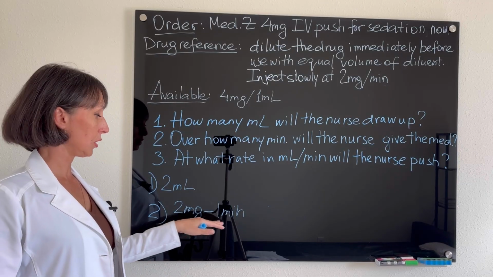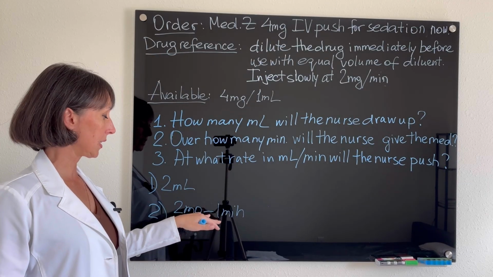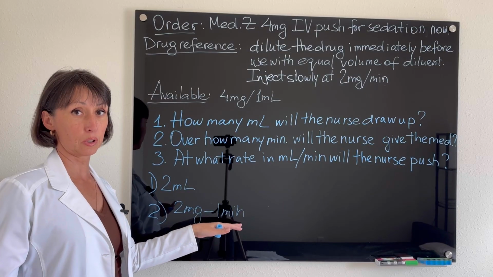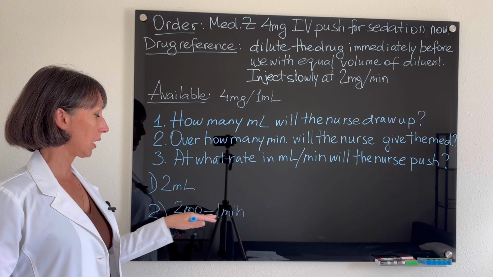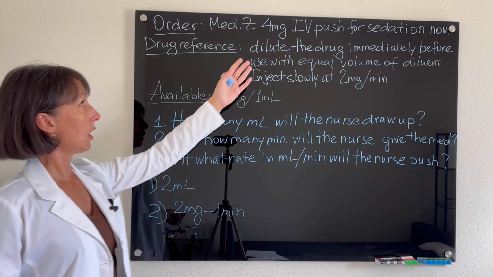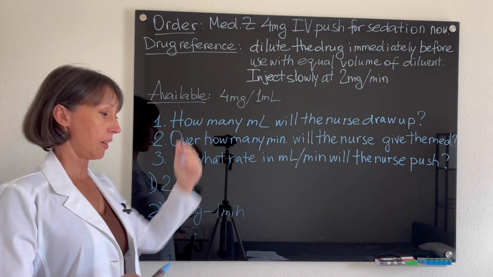Two milligram is going over 1 minute. And remember, this line represents just "is." It's not an equal sign, because milligrams don't equal minutes, right? 2 milligram is 1 minute. Now, under that, I'm going to say I have to administer 4 milligram.